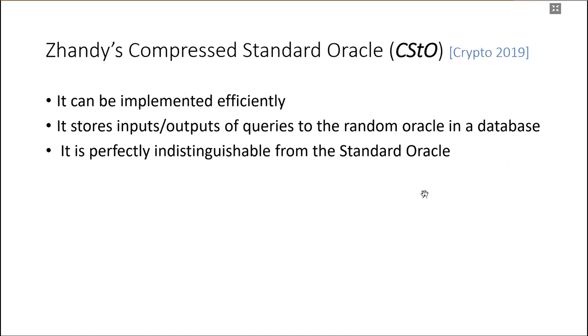I will give you a very short introduction to the compressed standard Oracle. Of course, I'm not the right person to present this, and more information is available in the original paper. The CSTO, if I want to summarize its properties, is efficient. It stores the input and output of queries in a shared database. Shared, I mean, it's shared with the adversary and the Oracle. And it's perfectly indistinguishable from the standard Oracle.